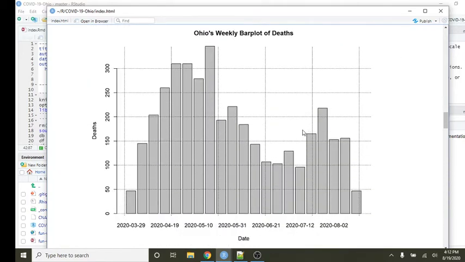Deaths reached a low here, sometime around July 12th, then climbed up for 3 weeks, then dropped down to around 150 for 2 weeks. Now we're at 100 so far, halfway through this week.